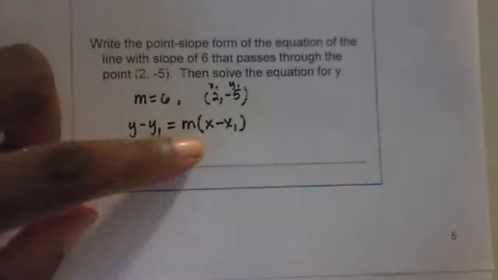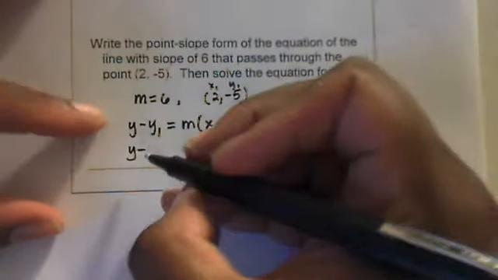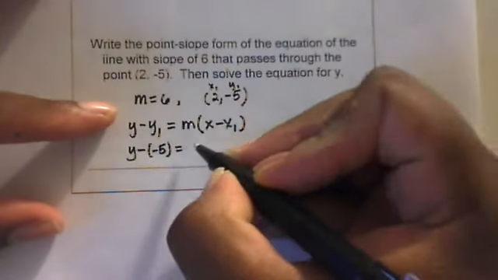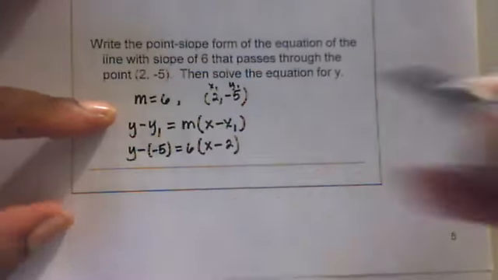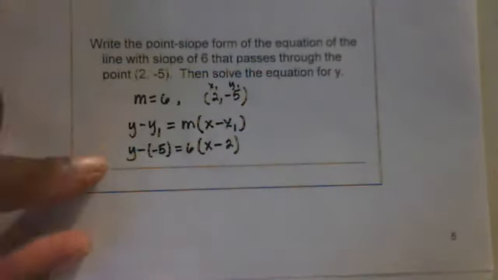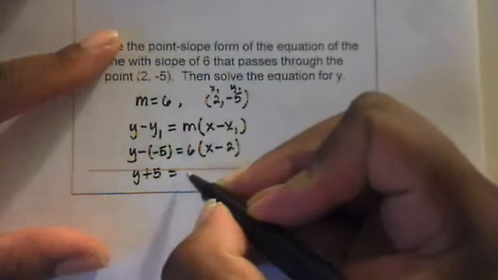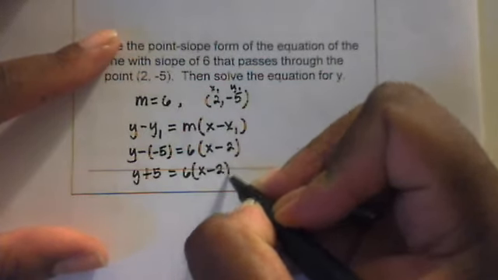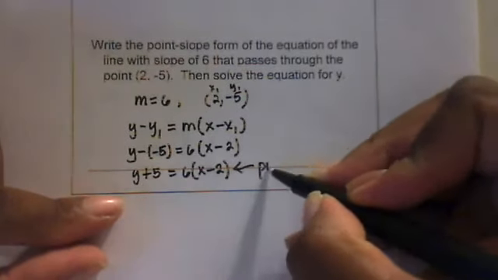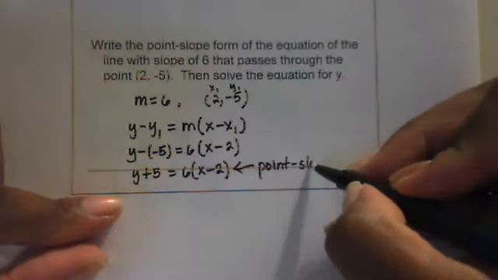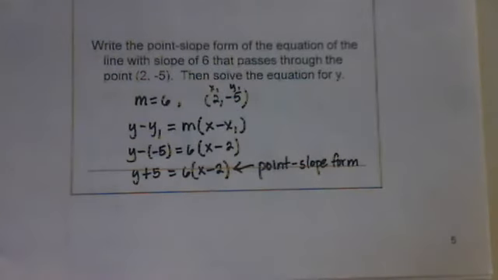So we're going to replace the y1, the m, and the x1 in this point-slope form. So here we're going to have y minus y1, which is negative 5. That's equal to m, which is 6, times x minus x1, which is 2. Now, y minus the negative 5, I'm going to rewrite that as y plus 5. And that's equal to 6 parentheses x minus 2. Now, this equation is written in what we call point-slope form. That's point-slope form.